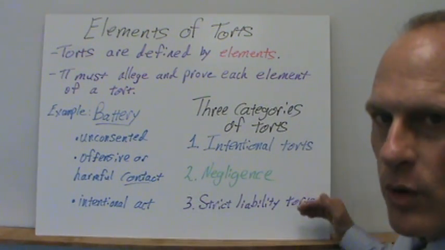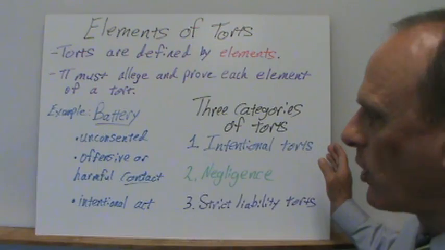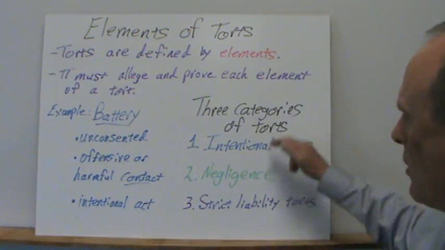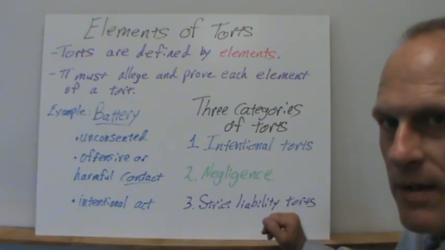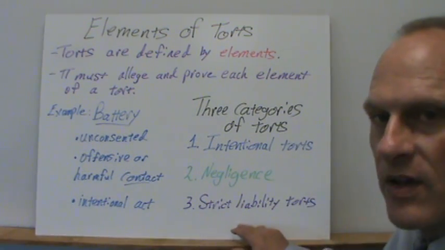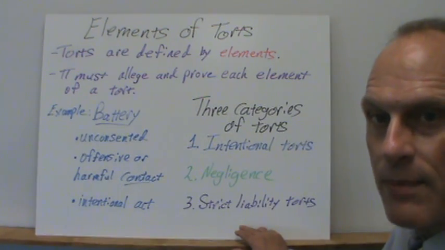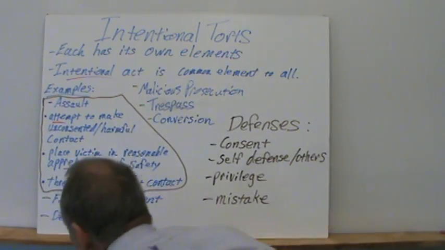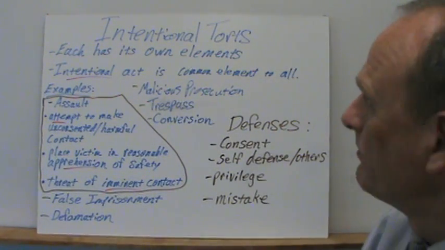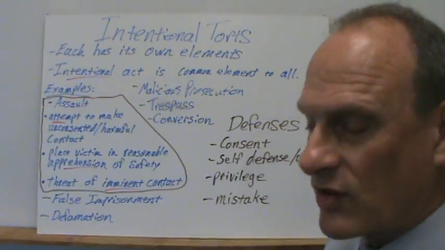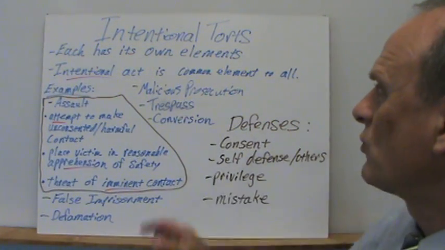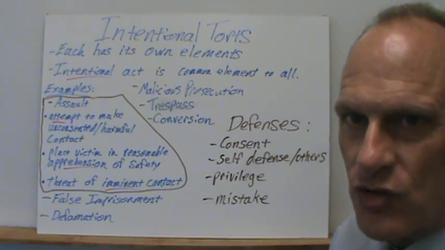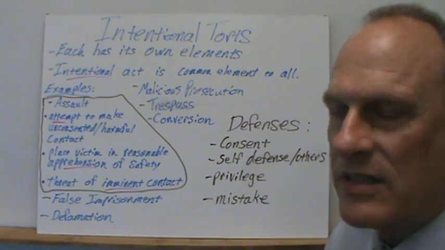We have three categories of torts. We have intentional torts. And as you can see here, battery is an example of an intentional tort. We also have negligence. That's going to be the most common type of tort we have. And then we have a class of torts that we call strict liability torts. Intentional torts. Each of these, as I said before, has its own elements. An intentional act is a common element to all intentional torts.